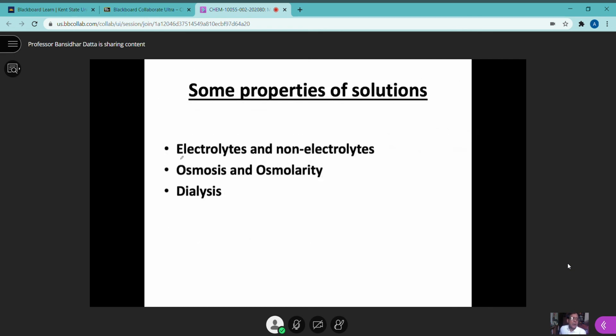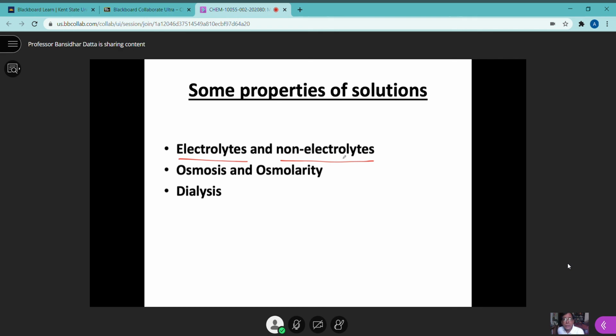The ionic compounds, once they dissolve in water, could be electrolytes. If they do not dissolve in water, they could be non-electrolytes. So let's see what are the electrolytes and what are the non-electrolytes. And then we'll come back to osmolarity and dialysis. We can talk about all those things one at a time. So first we'll talk about the electrolytes and non-electrolytes.